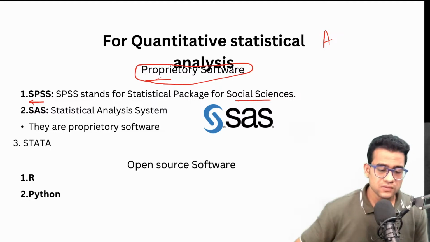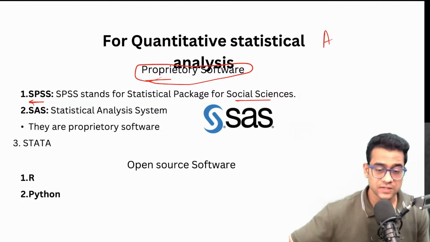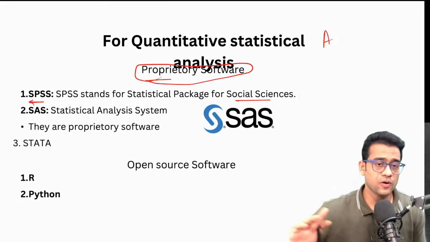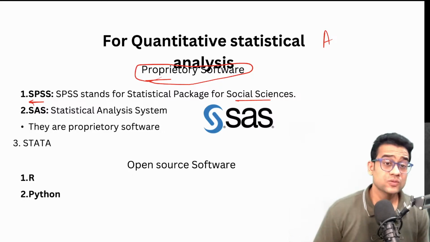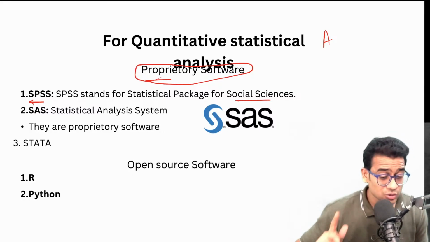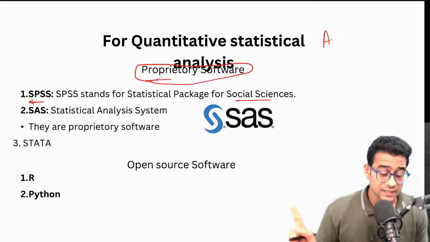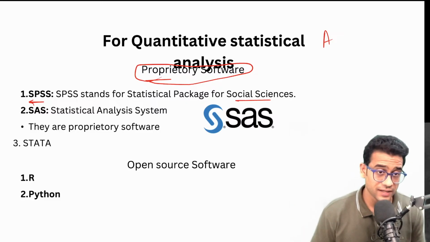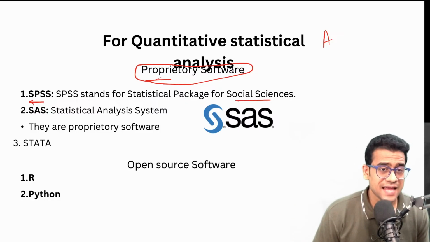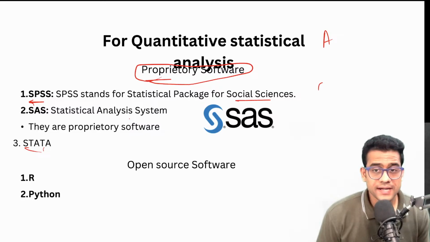Most commonly used when you are going to get enrolled in a PhD program. You will get a lot of workshops on this also. Mind it, it is a statistical software which is a proprietary software. It is not a free open source software. Then we have SAS, Statistical Analysis System, and Stata. These three are proprietary software.